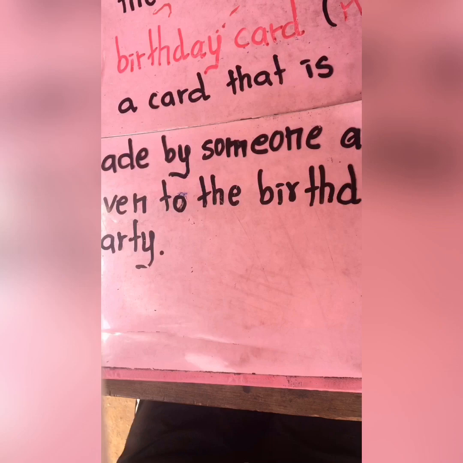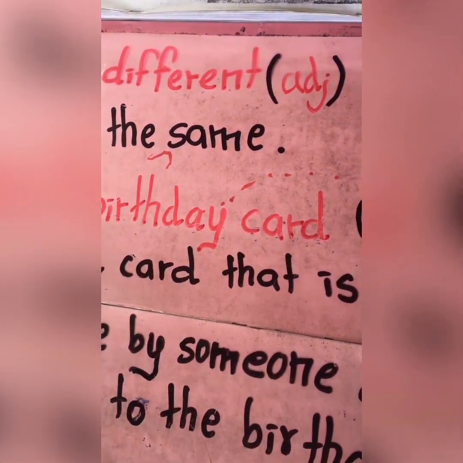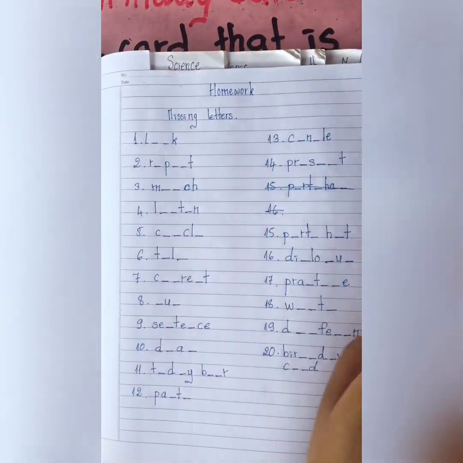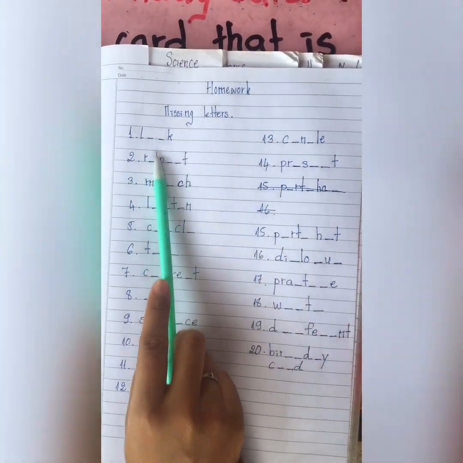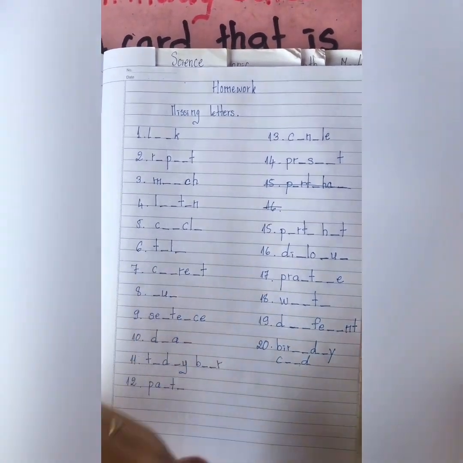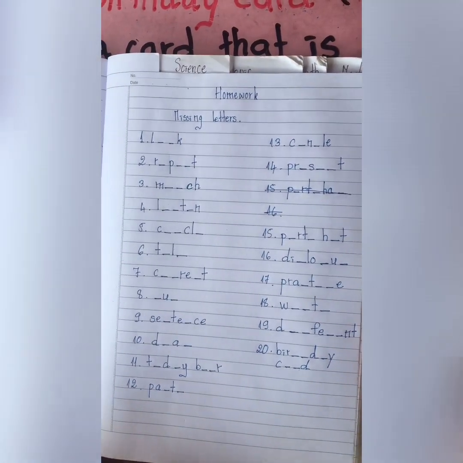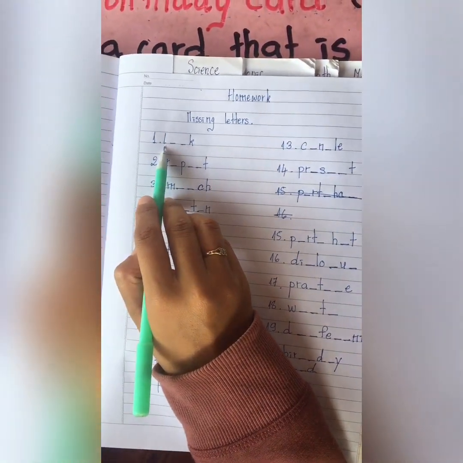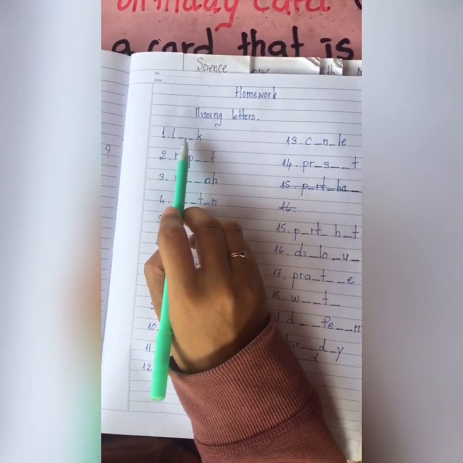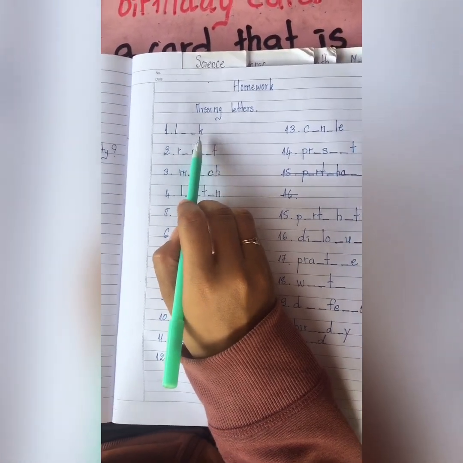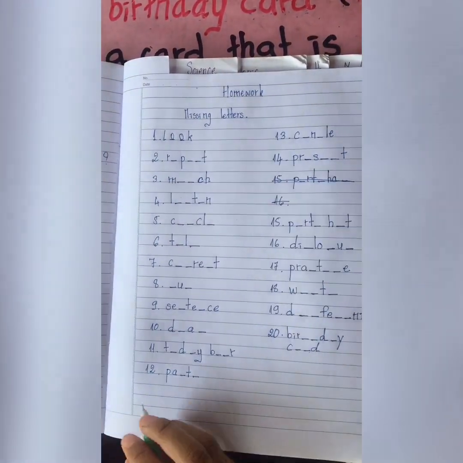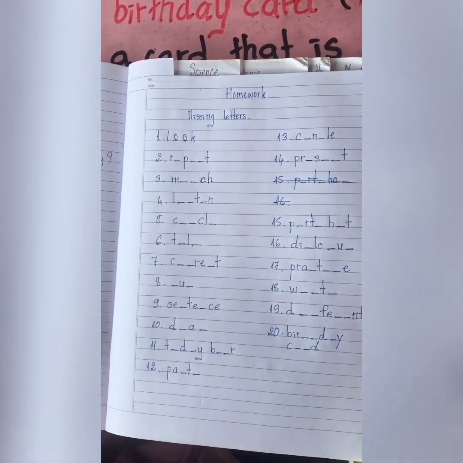Okay, good. So now I also have two homework assignments for you. The first homework is missing letters. There are 20 words that you have to complete in the blanks here. For example, number one, there are two blanks, L and K, and then two blanks. So what word is it that you have learned already? The word look. Just complete it like this. So you still have 19 words to complete.